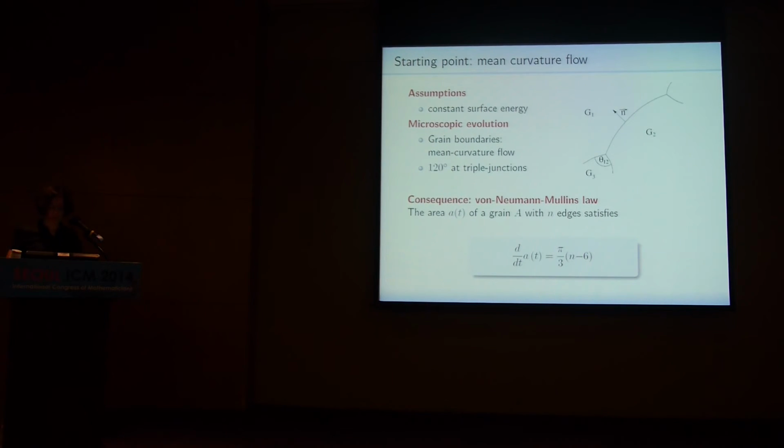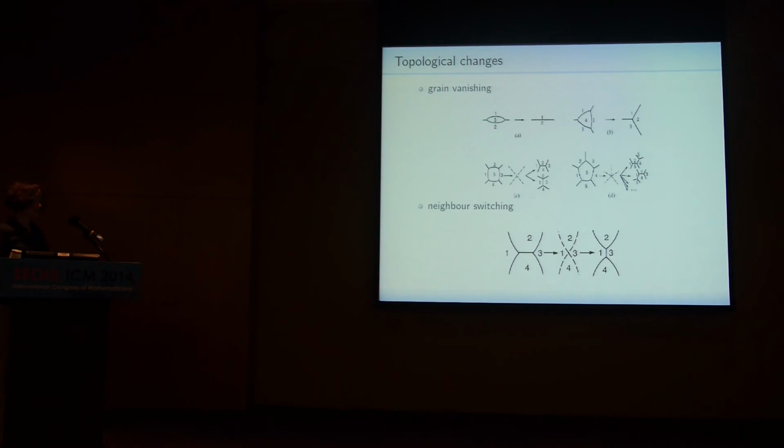So if a grain has more than 6 neighbors, its area grows. If it has less than 6, it shrinks. If it has 6 neighbors, the area remains constant. But of course, this number of neighbors changes sometimes, somehow in a discontinuous way, due to the following events. So there are 2 types of events.